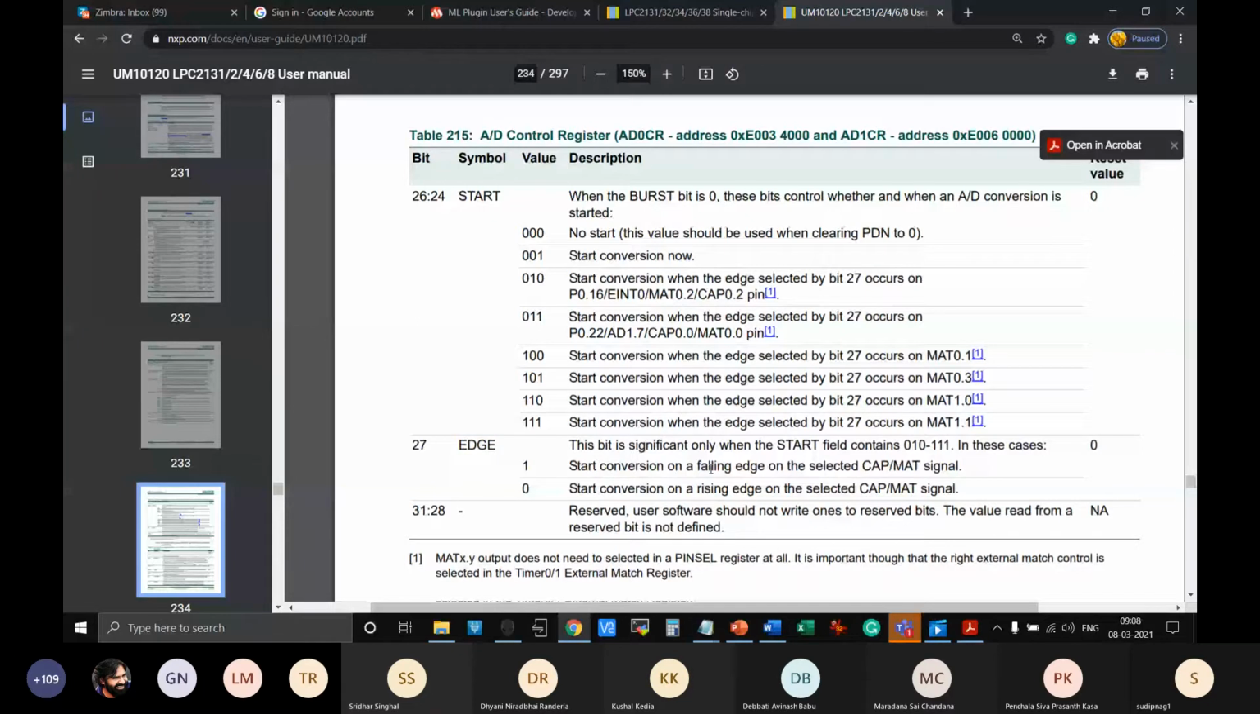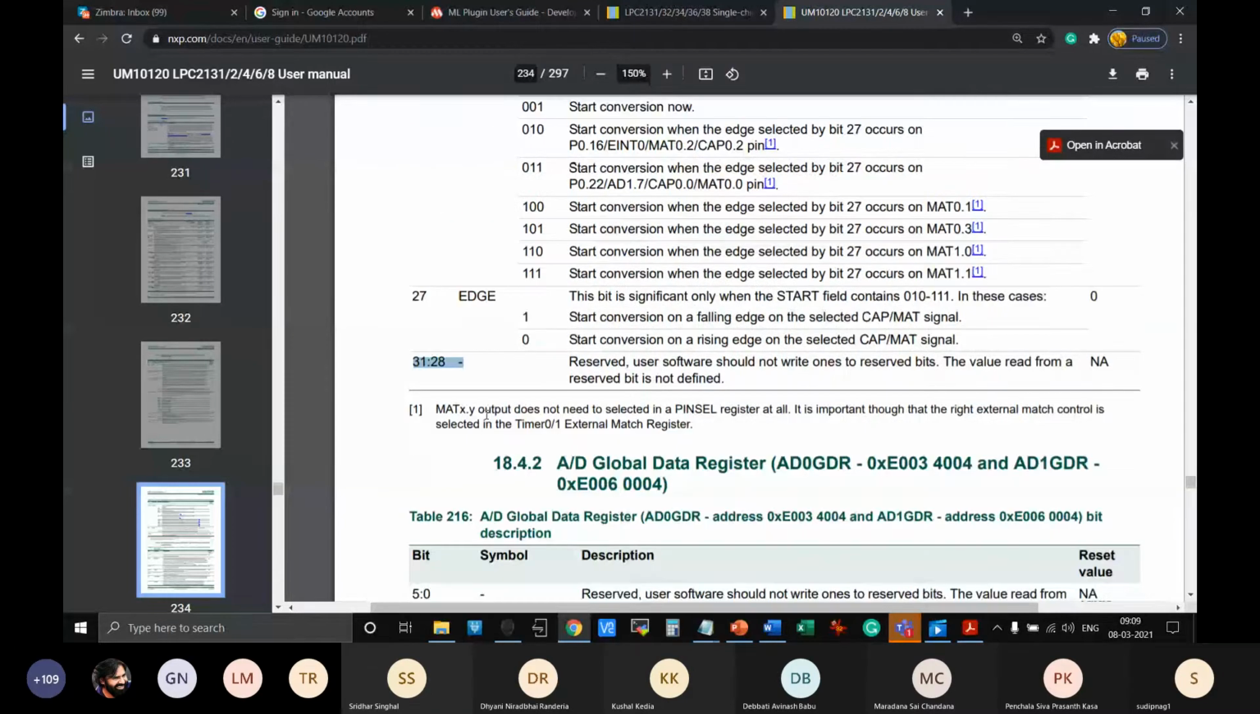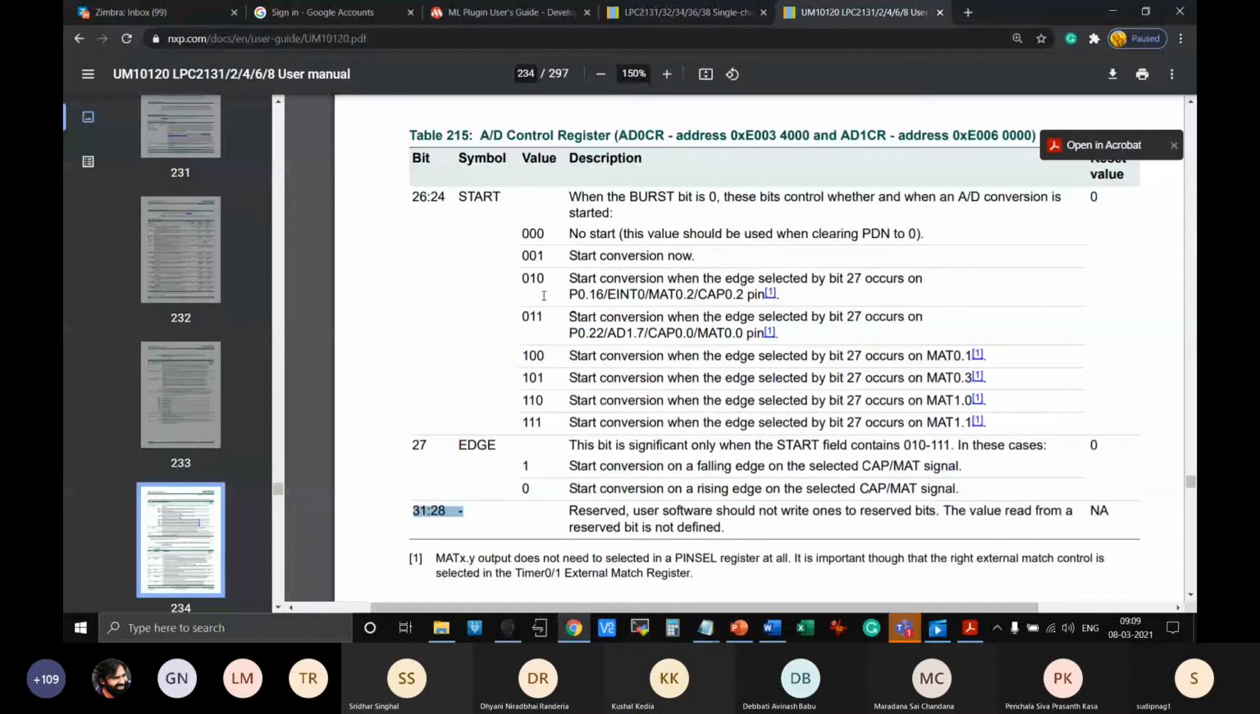So you can start the ADC not just by software control, but also through hardware control, by selecting the edge of an external signal. The capture or match signal is one of the pins which is multiplexed with GPIOs, and through those pins you can select a particular edge of the input signal and then start the conversion. But look at this, there are certain bits which are unused. There are some reserved bits, so whichever bits are not shown in this table are reserved. That means you are not allowed to use those bits. Even if you use them, they don't have any effect on this ADC at least.